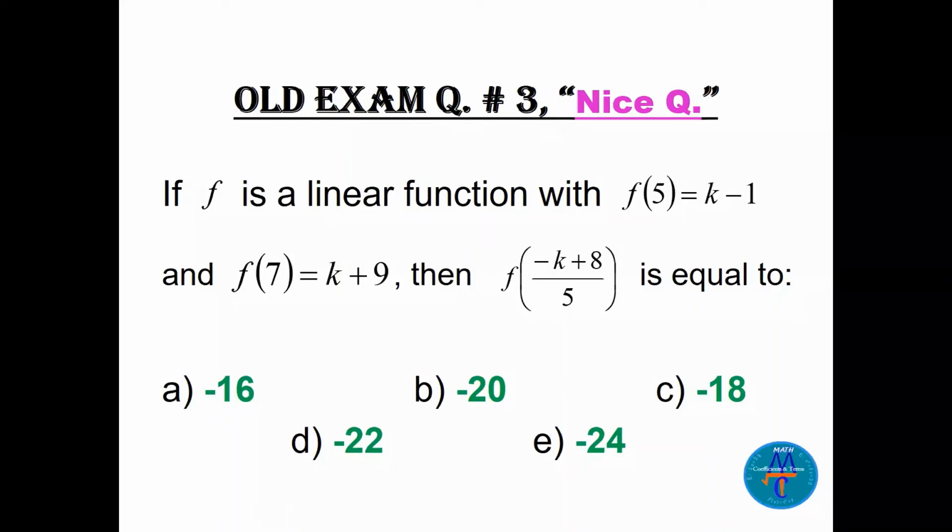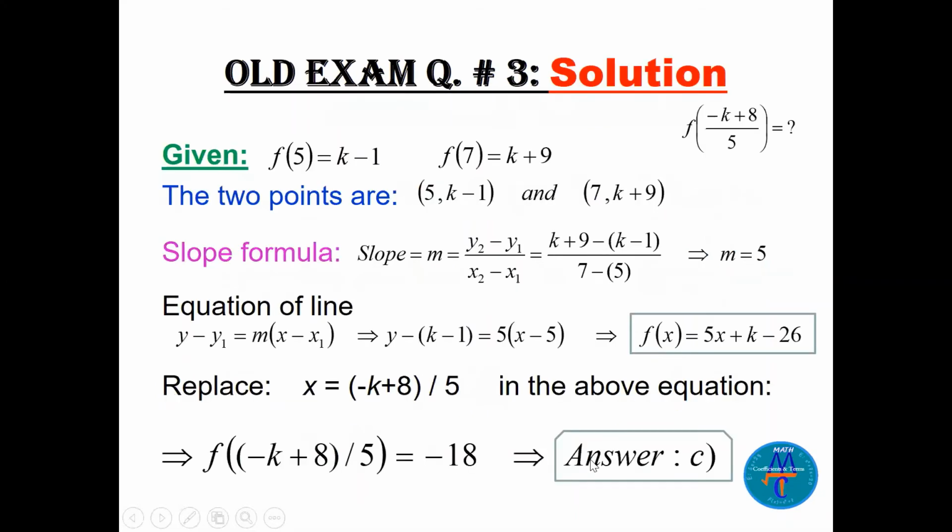Now let's see question number 3. Nice question. We have f is a linear function. f of 5 is equal to k minus 1. That's a point, by the way: x is 5 here and y is k minus 1. And f of 7 is equal to k plus 9. So that's another point. We need f of this, so this is the x. We need the y value. So it's like a multiple choice here: minus 16, minus 20, minus 18, minus 22, minus 24.